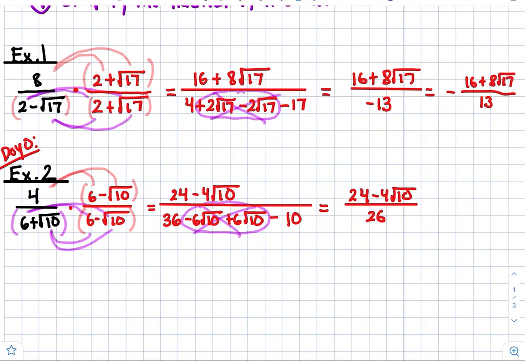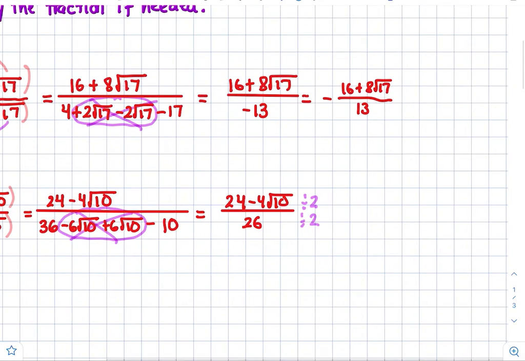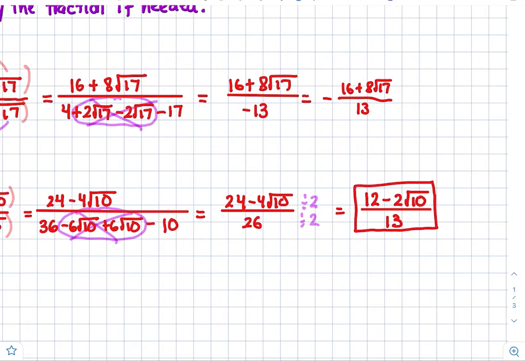If you take a look at this, there's a 24, there's a negative 4, and there's a 26, right? So there is a number that can go into top and bottom, and if we divide top and bottom by 2, 2 goes into 24, 2 goes into negative 4, and 2 goes into 26. So our final answer is going to be 12 minus 2 radical 10 all over 13. And this would be your final answer.